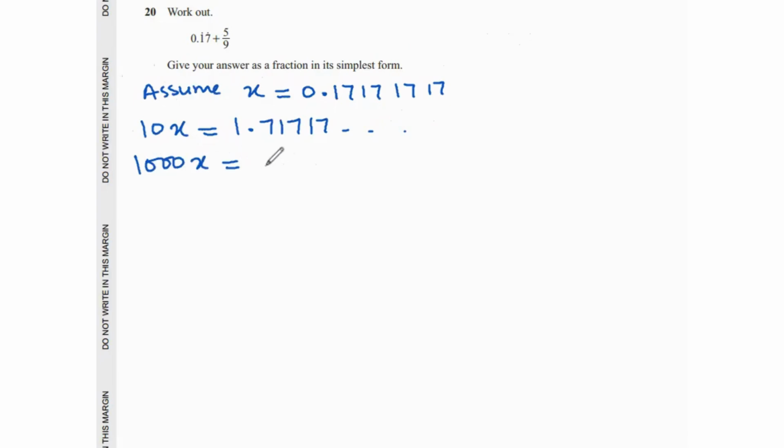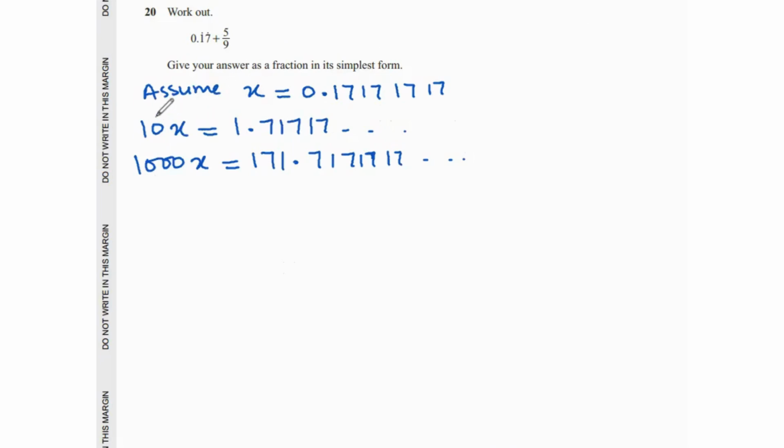So that's going to give me 171.7171771 and so on. The reason why I multiplied x with 10 and 1000 is because I want to make sure that the numbers after the decimal are exactly the same for both of them. And the reason why we're doing this is because next I'm going to subtract the two so that everything after a decimal gets cancelled out. And the only way we can cancel it out is if the numbers are exactly the same after a decimal.